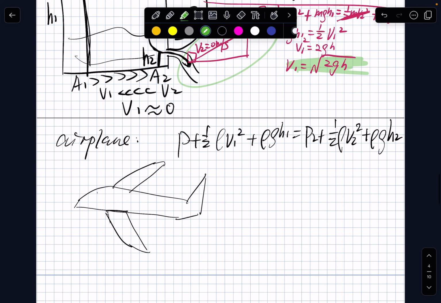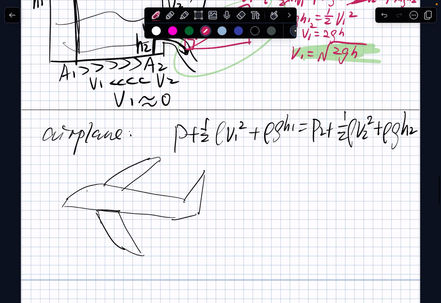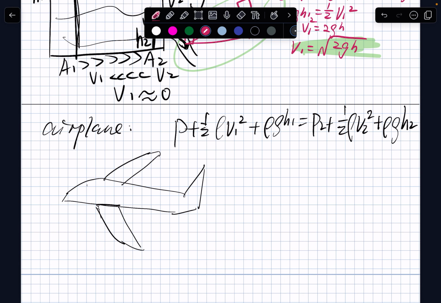All right. Lastly is our airplane application, okay? So fluids are not just liquid. They can also be gas, right? Air molecules are gases. So really, we can also apply airflow to the case of Bernoulli's law, okay? All right, so let's see how this works. So this is an airplane, right? And this is the wing of the airplane.